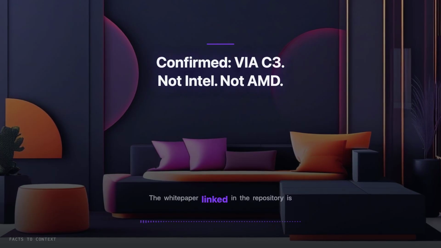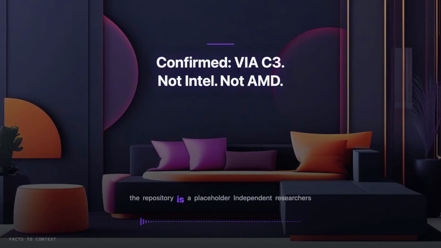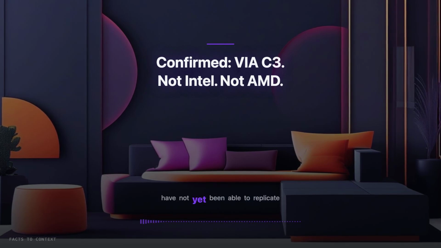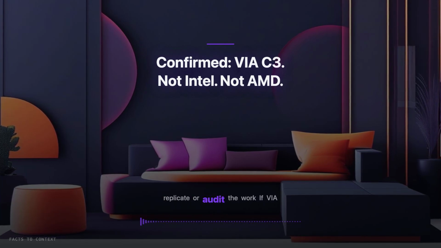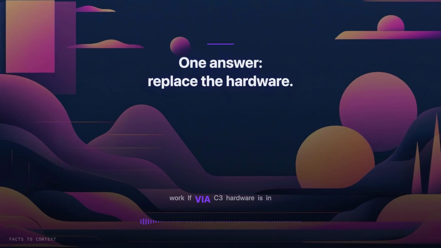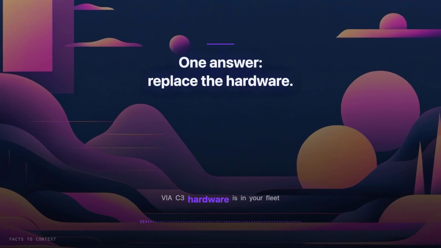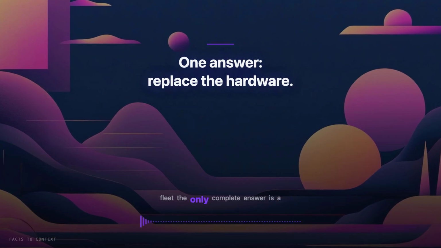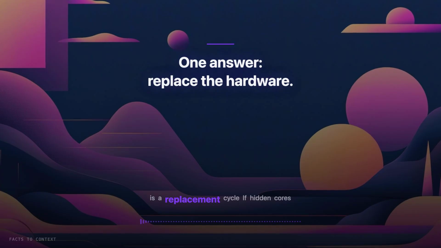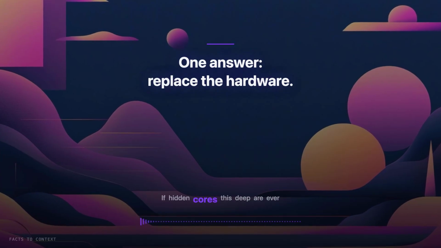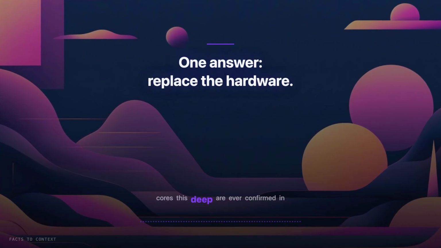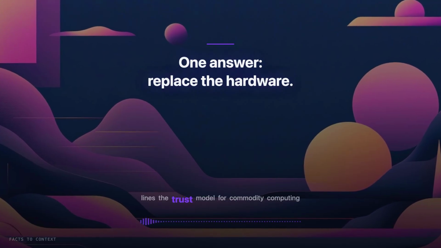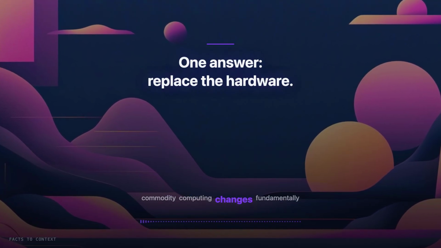The white paper linked in the repository is a placeholder. Independent researchers have not yet been able to replicate or audit the work. If VIA C3 software or hardware is in your fleet, the only complete answer is a replacement cycle. If hidden cores this deep are ever confirmed in other x86 lines, the trust model for commodity computing changes fundamentally.